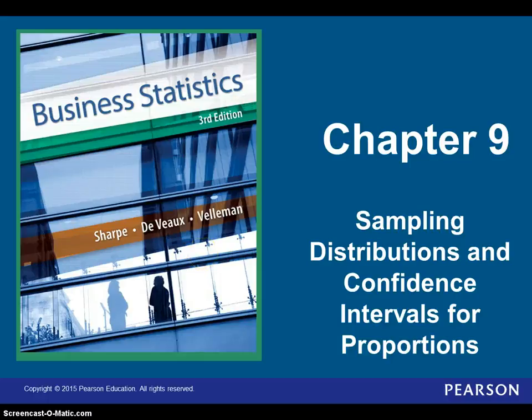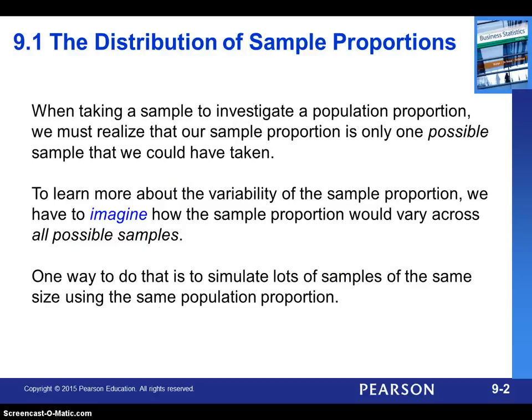Alright, and now we go into Chapter 9, which is going to be about sampling distributions and confidence intervals for proportions. So in 9.1 we talk about the distribution of sample proportions. A sample proportion, you can think of it like a percentage. So let's use an example.